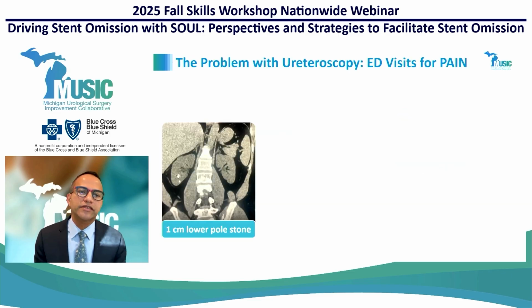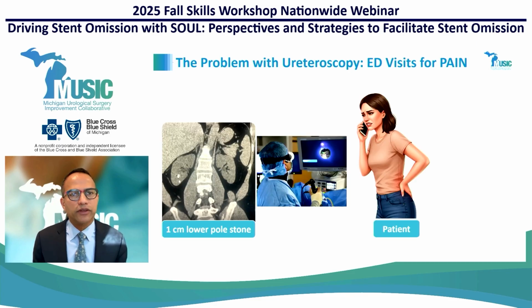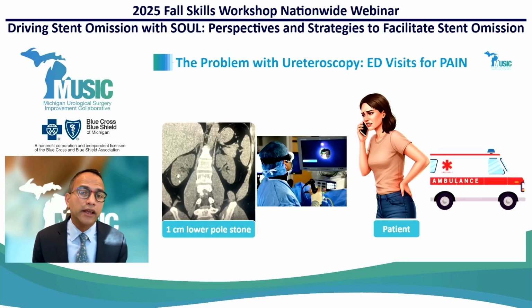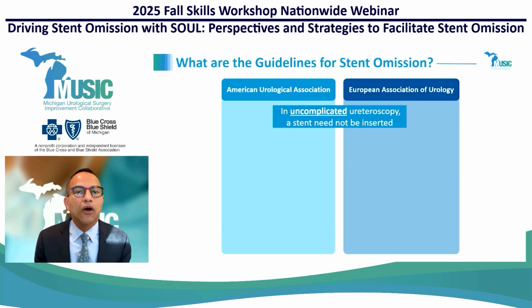So why does this study exist? If you think about a routine operation, such as a 1 centimeter lower pole stone that you treat with ureteroscopy, what we found in Michigan and throughout the US is that many patients complain of pain. And most of that pain is leading to unplanned encounters, emergency room visits, clinic visits. What we found in MUSIC is that the presence of a stent can increase the risk of this happening.